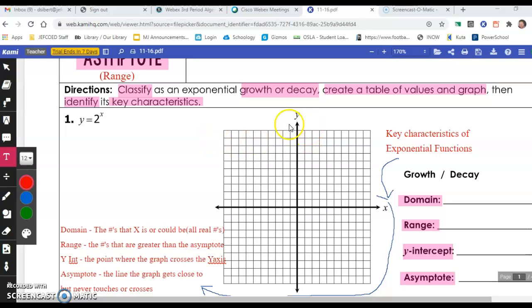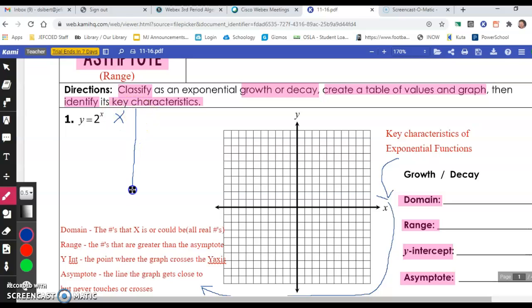So one, we're going to classify growth or decay. We're going to create a table of values, and we're going to graph them. So like we've mentioned and like we always know, guys, we're going to hand draw these for the first one. So we're going to have my x function table, y. Those are going to be my values there, okay? And then we'll come back and we will identify key characteristics here.